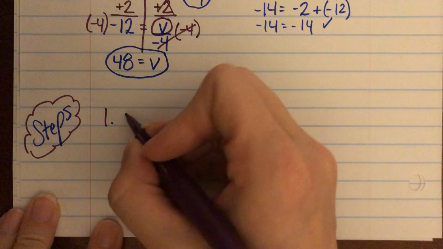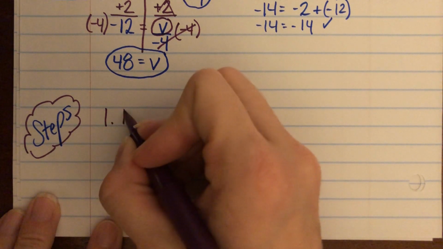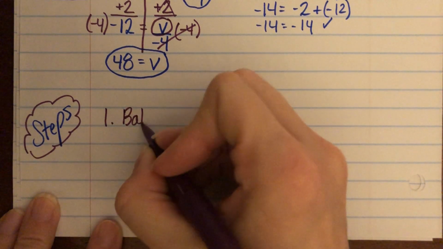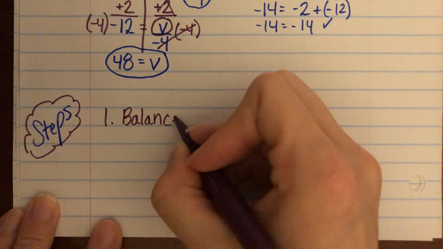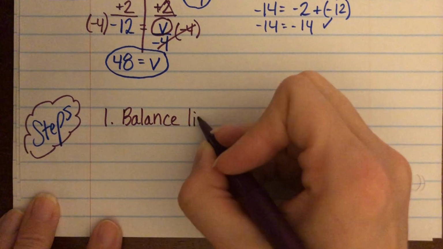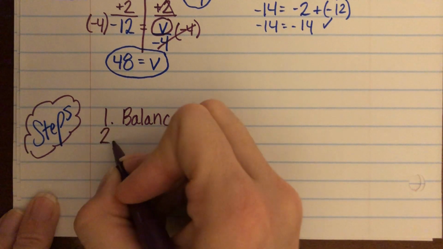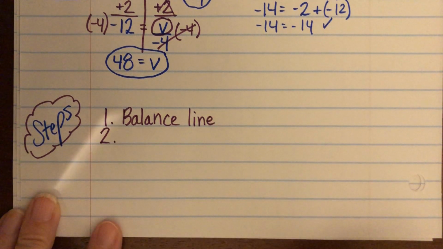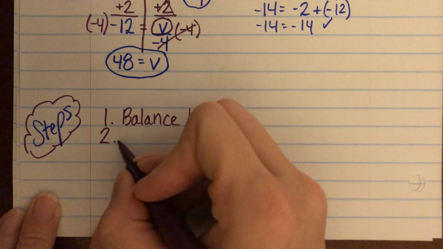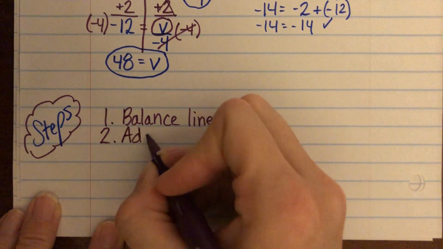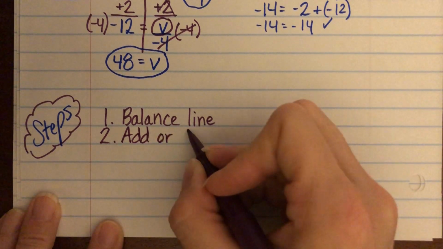Okay, first step is always to draw the balance line. It really does help to keep your work organized. Okay, so draw in that balance line. Step 2, when the equations are in the form that we looked at today, you will always add or subtract first.